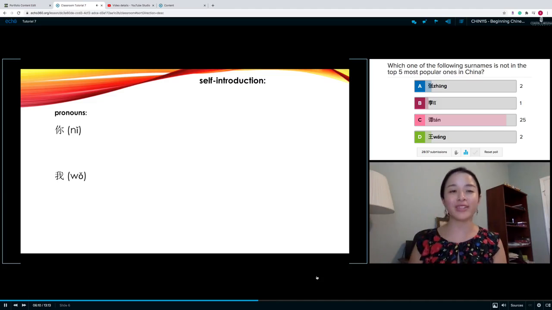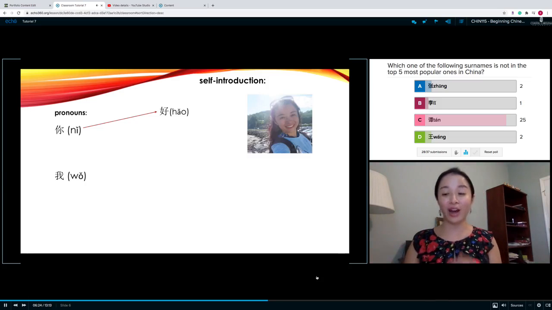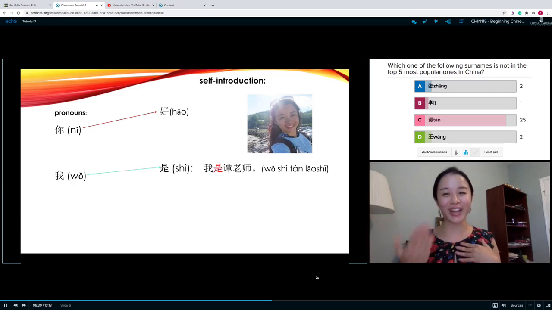Let's start with the two pronouns. 你, 我. 你好. 好 is the adjective meaning good. 你好. Hello, 你好. For 我, we have 我是谭老师. 是 is to be. And like I already mentioned in class, in Chinese, verbs remain the same despite different tenses and different subjects. So to say you are is 你是. So you see 是 doesn't change. You don't conjugate the verb like you do in most Romance languages.